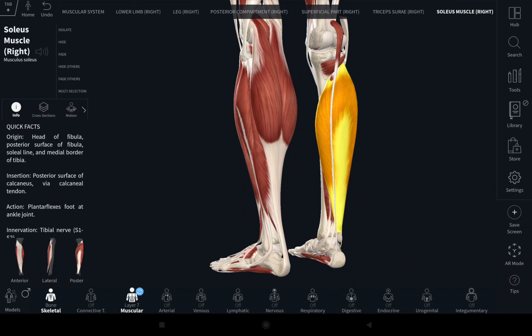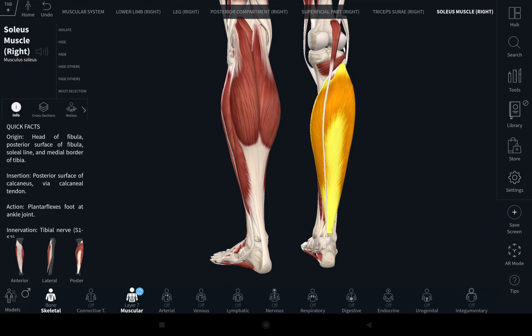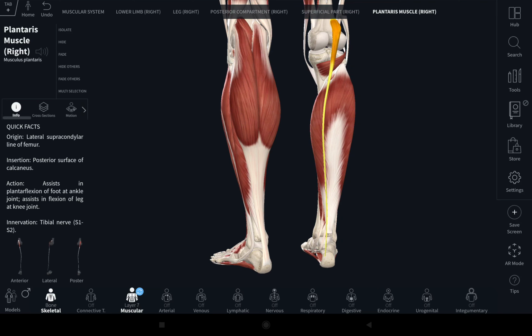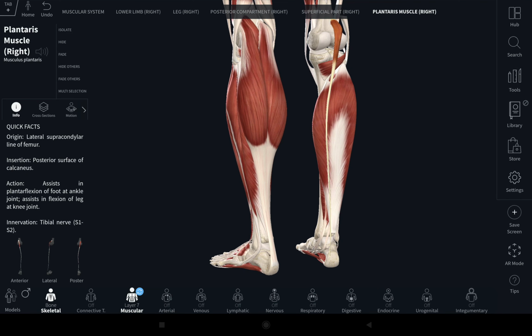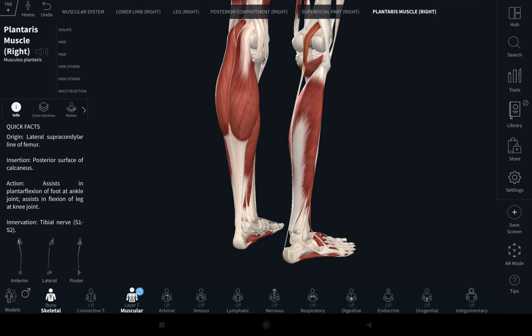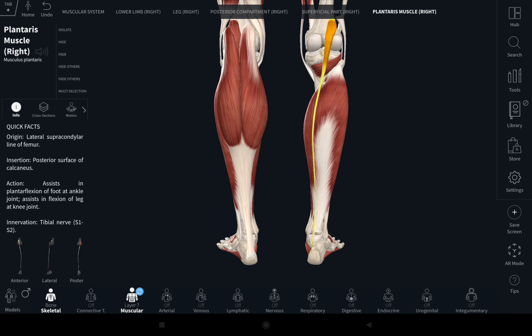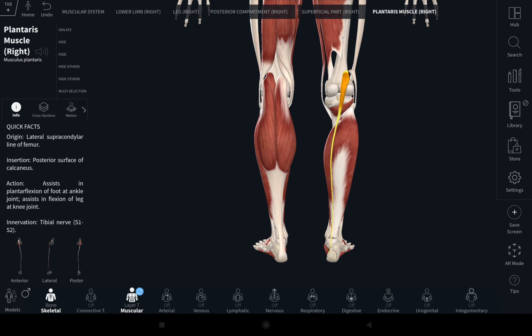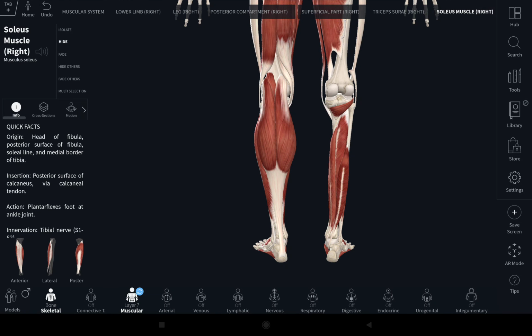There is a muscle over the soleus muscle. This is the plantaris muscle. Look, this is the plantaris muscle. We remove the plantaris muscle. Then we remove the soleus muscle.